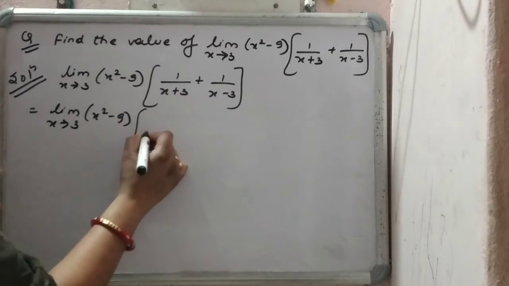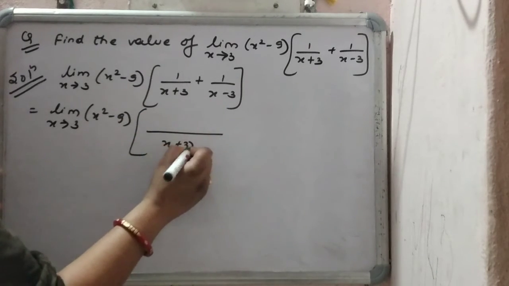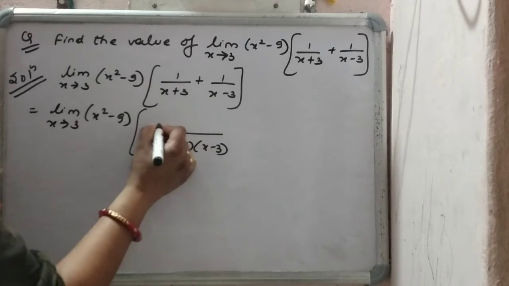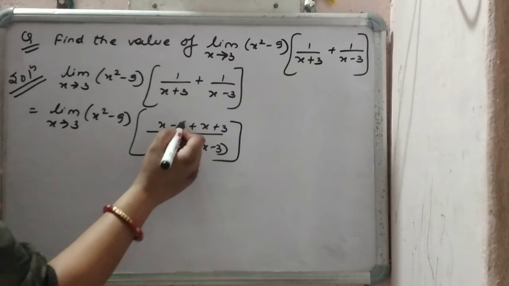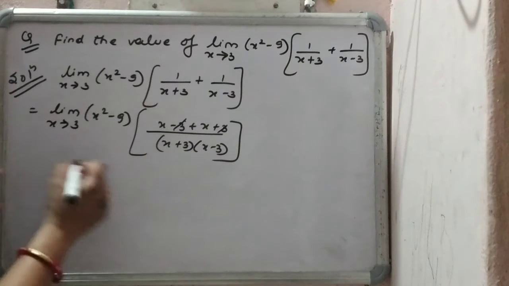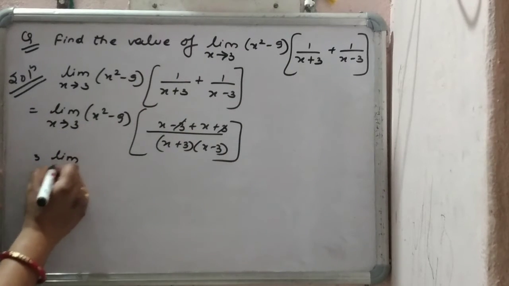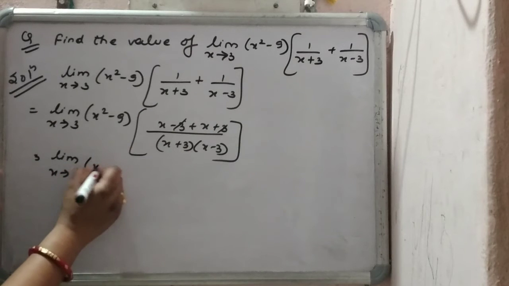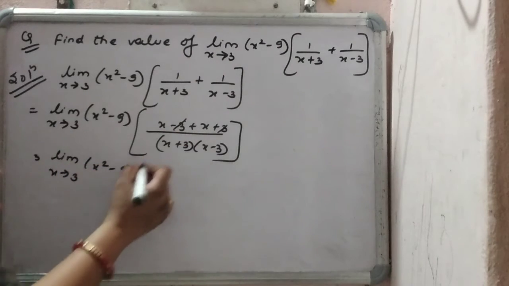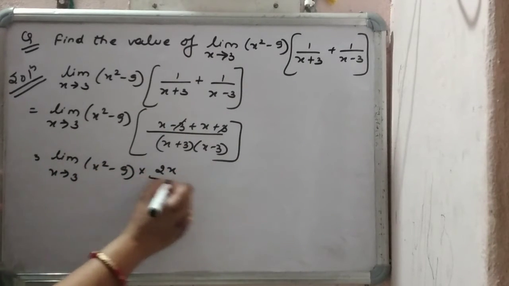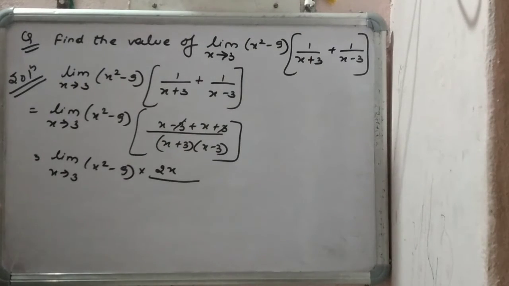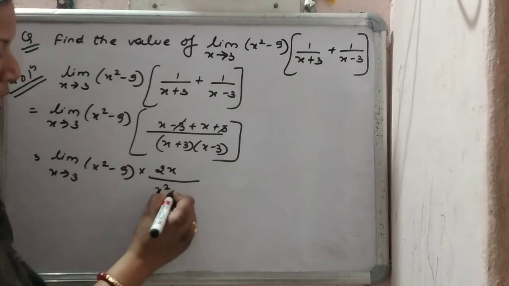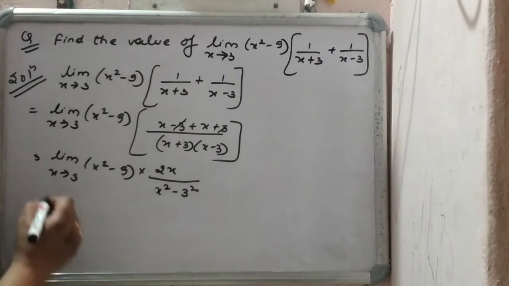So first of all take the LCM, so you will get x minus 3 plus x plus 3 upon (x plus 3)(x minus 3). Solve it. This plus minus this one cancel. You will get here 2x upon... You can see this, children, this is in the form of a square minus b square. So here we can write x square minus 3 square, directly.